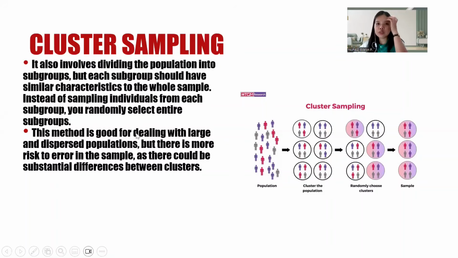This method is good for dealing with large and dispersed populations, but there is more risk of error in the sample as there could be substantial differences between clusters. So cluster sampling is also not good. I would not advise you to do this one because sometimes we cannot represent the whole population of SLSU, as some of the degree programs were not being surveyed. So you will have a bias with it. But this is very convenient if you don't have enough time to collect data.